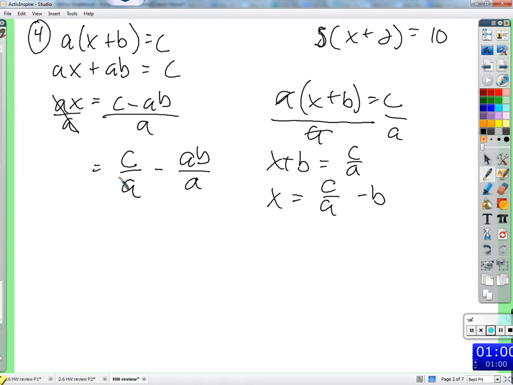What's C divided by A? I don't know. C divided by A. But what happens when I take AB divided by A? Get B, cancel out the A. C over A minus B, just like that.